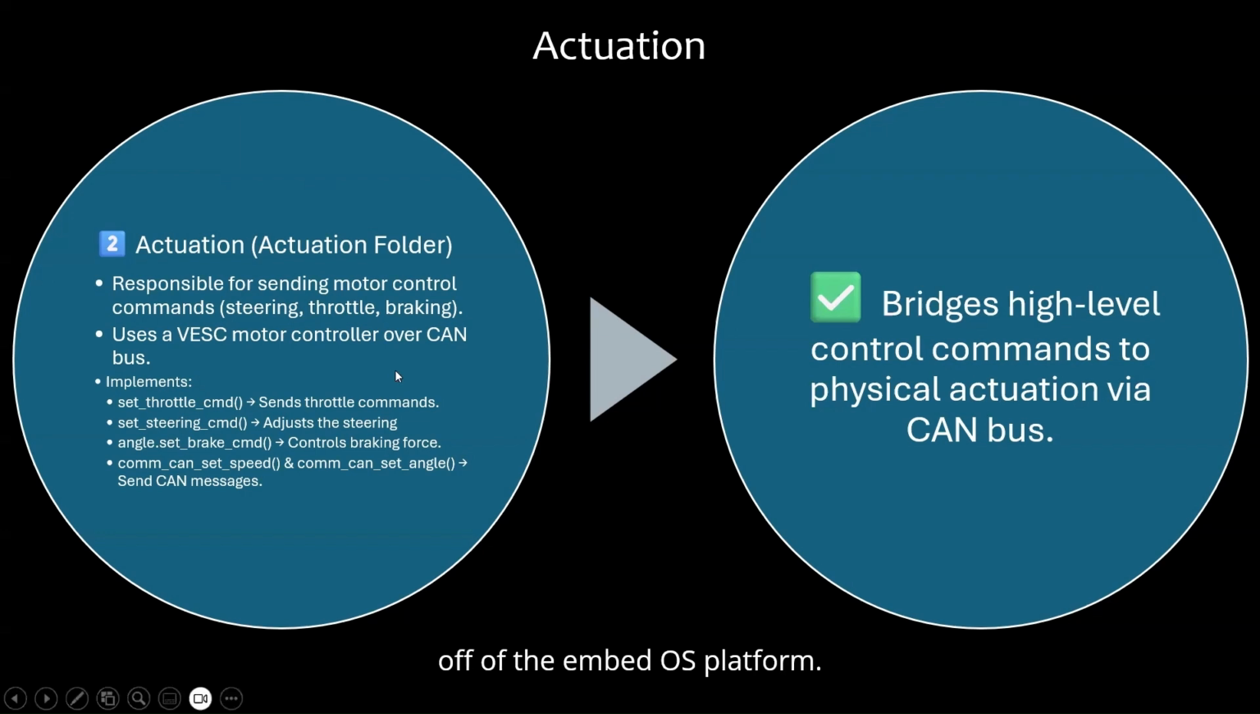the Embed OS platform. So this actuation folder implements set throttle command, which sends throttle commands, set steering command, which adjusts the steering angles, set brake command, which controls braking force, and calm can set speed, and calm can set angle, which sends the CAN messages. So definitely something to look into. And overall, this bridges high-level control commands to physical actuation over the CAN bus.